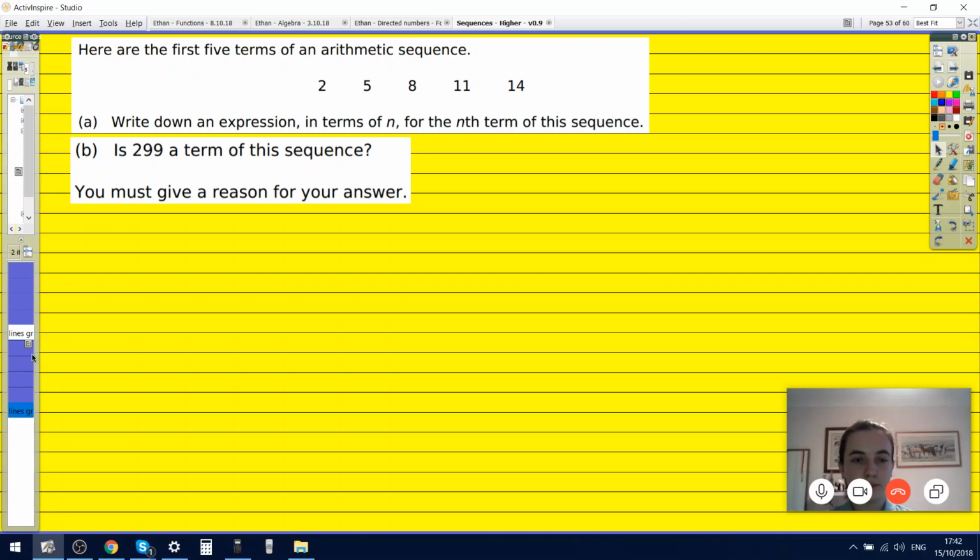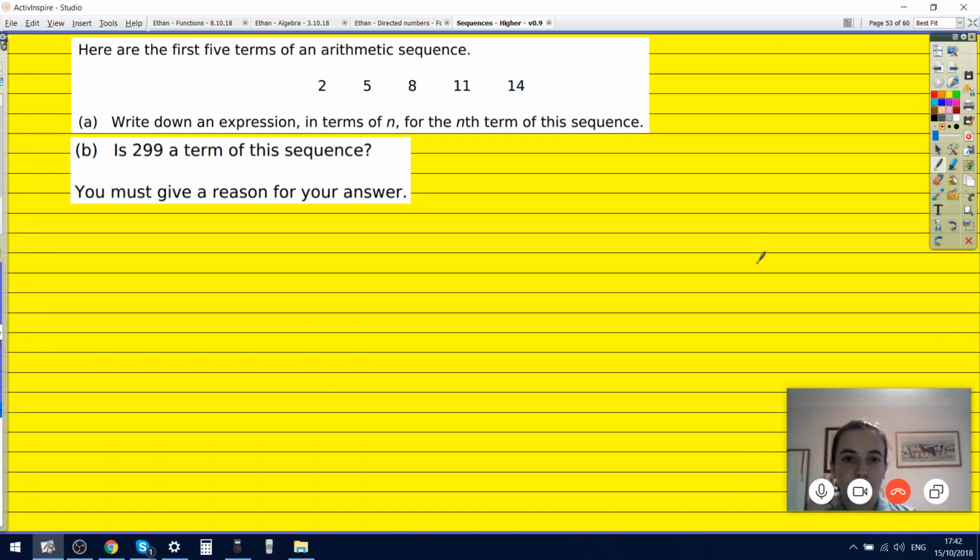How about this? 3n minus 1. Mm-hmm. 299 plus 1 is 300, then divided by 3 is 100. And it's an integer, so it's... Why is that? Because it's an integer. That's it.